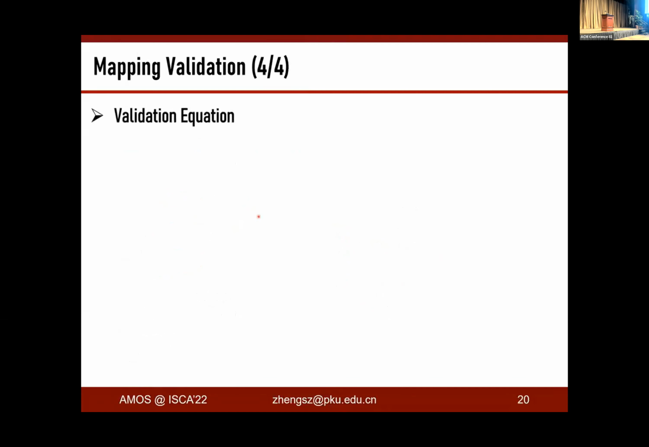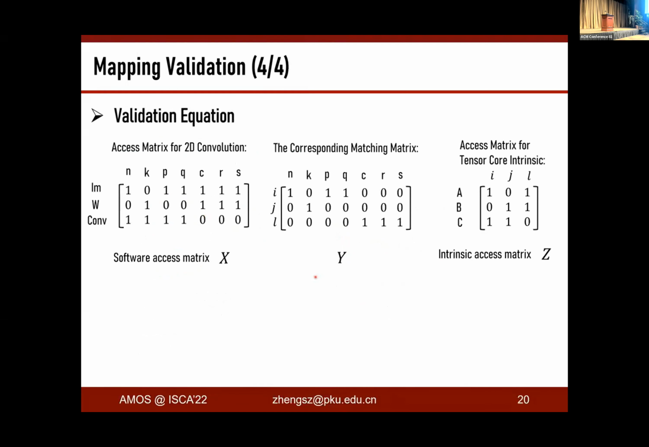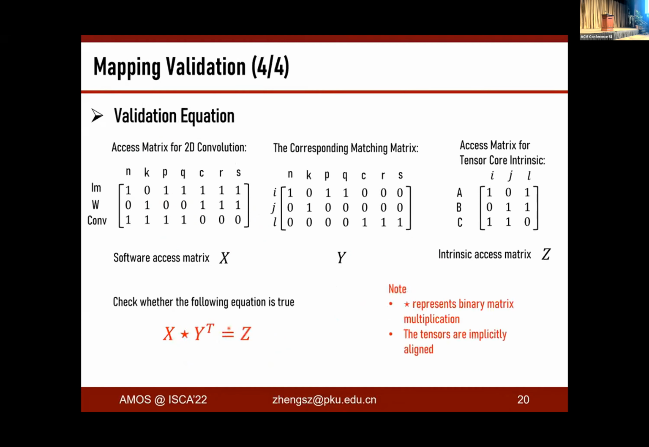Using the three matrices X, Y, Z, we can check whether a mapping is valid. All we need to do is to check whether the following equation is true. In this equation, we can view the matching matrix as an adjacency matrix that relates software iterations with intrinsic iterations. And X times the transpose of Y produces an access matrix that captures how intrinsic iterations visit the software tensors after mapping. This is expected to be the same as the inherent access pattern of the hardware intrinsic, which is represented in matrix Z.